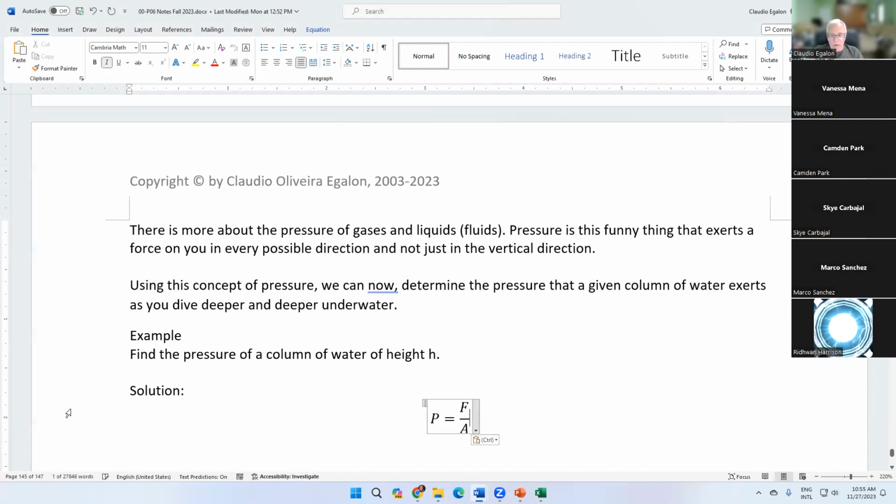Which is nothing but force divided by area, right? But let's not forget, I told you that the pressure of the column of water is going to be the weight of that column of water divided by the area. Okay? And then we're going to do something interesting here to calculate that in a rather interesting way, okay?